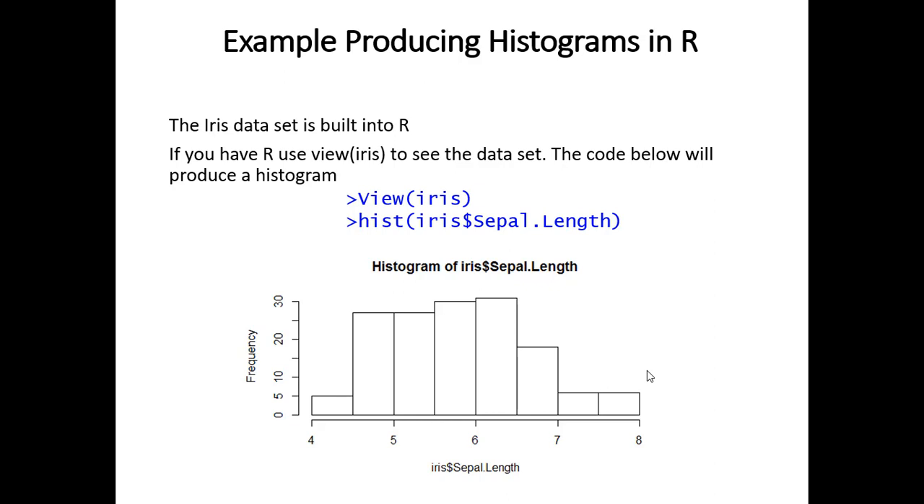Here's an example of a histogram that was produced using the program R. We're going to talk a little bit more about R, but you can see that the command we need here is simply hist for histogram, and this would be the variable that we are looking to create a histogram from.